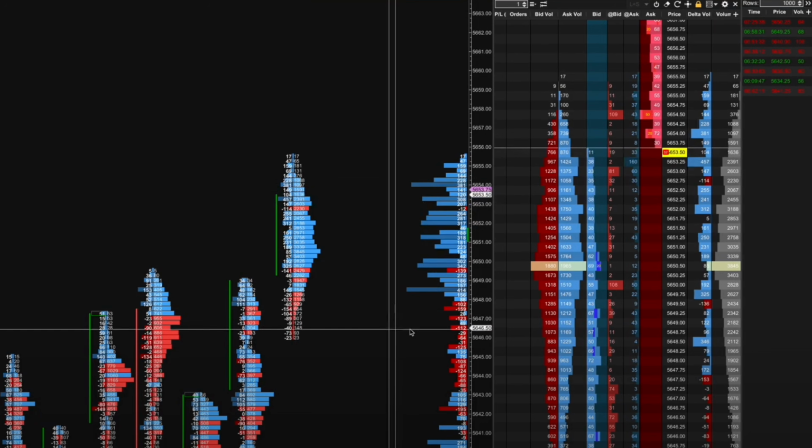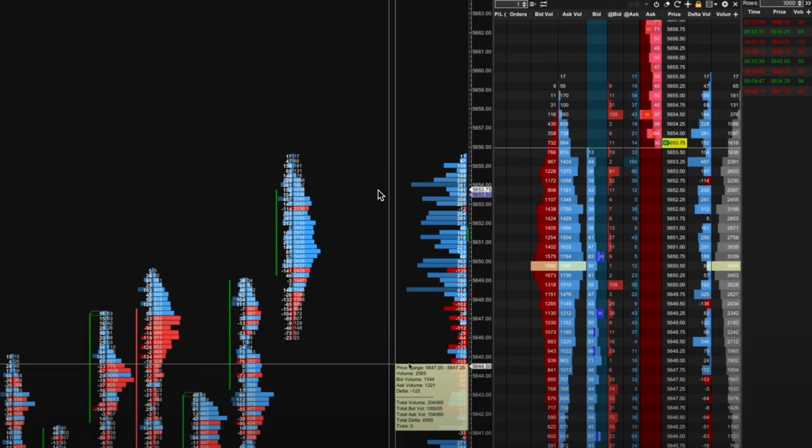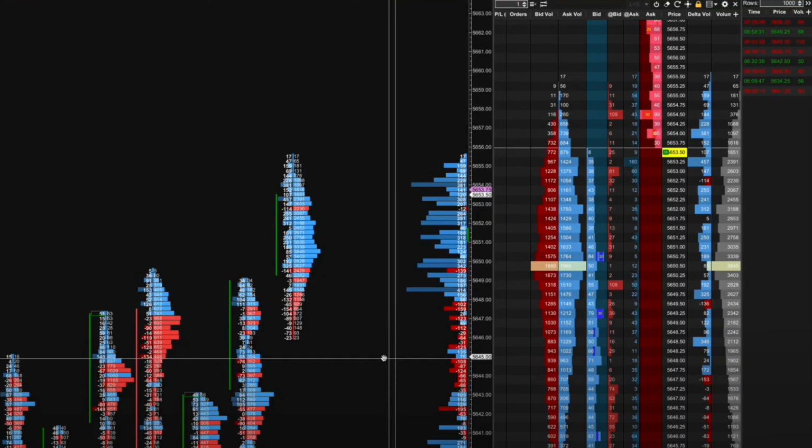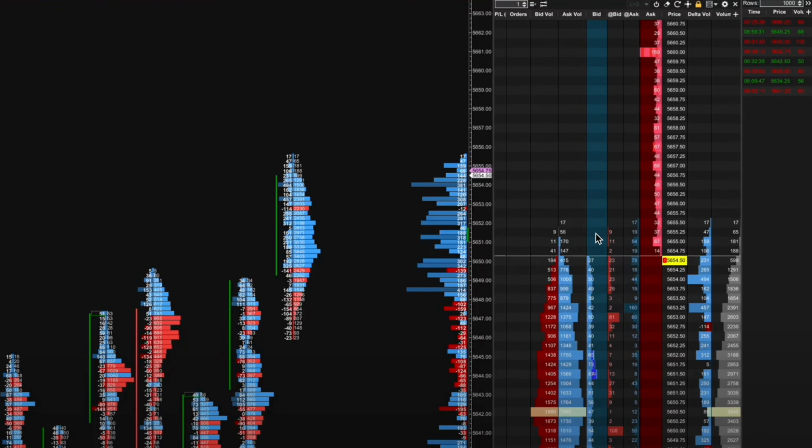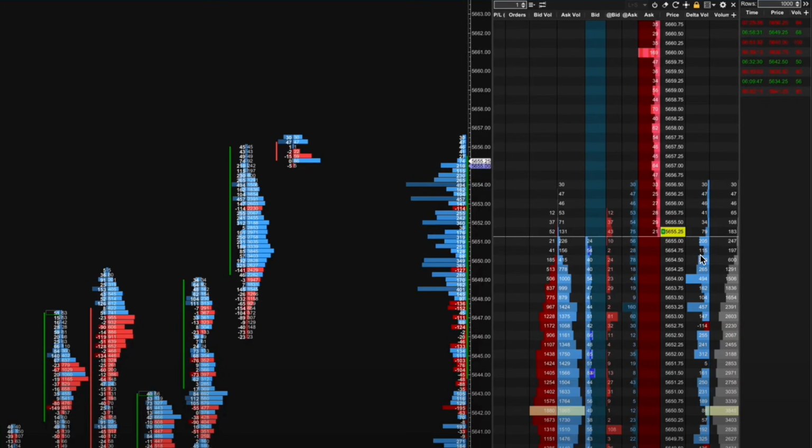And the last thing I want to show you is how the footprint, the Bookmap, everything is showing you similar data. So there's my footprint chart and the depth of market on the right, time and sales. So watch as we come into this high. Let me go full screen. All right, so we make this high right here, and you can see the footprint, right?